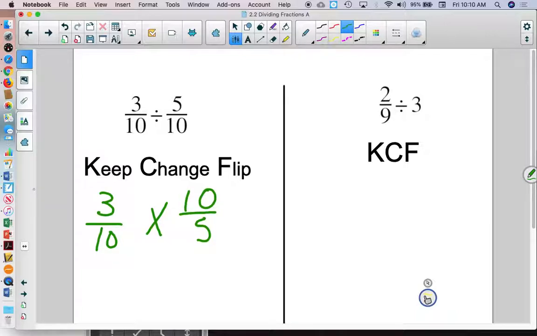Now, can I bow tie? Yes. Bow tie. 10 divided by 10 is 1. Both times. Multiply straight across, and you have 3/5. Okay? Can we do the second one? I like it when you say, can I go ahead and do it?